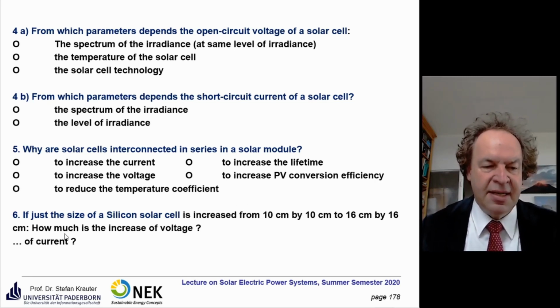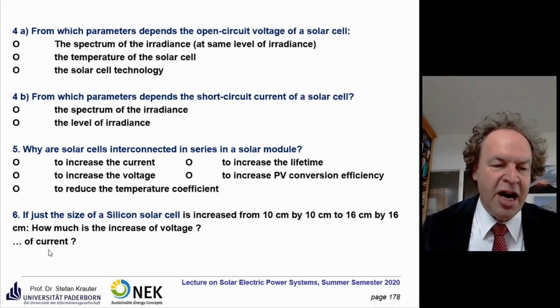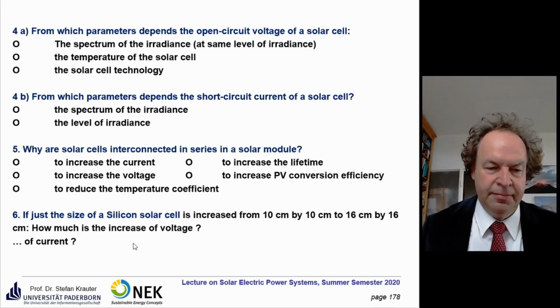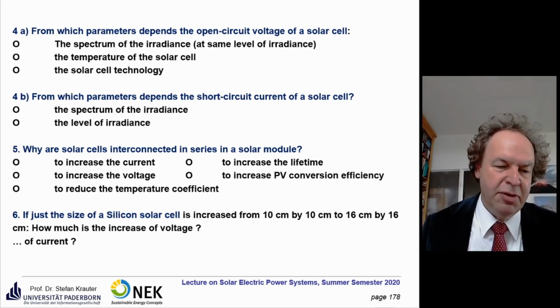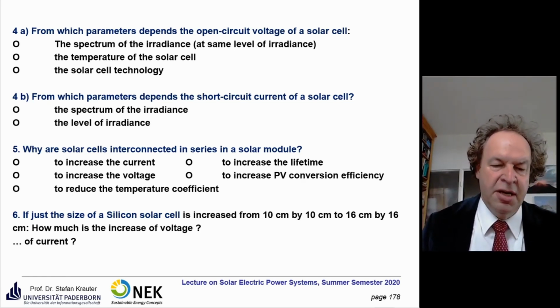Sixth is if just the size of a silicon cell is increased from formerly 10 by 10 centimeters to nowadays 16 by 16 centimeters, how much is the increase of voltage of that solar cell, and how much is the increase of current of that solar cell? So both relatively, just relatively, how much percent is it increased, or give a factor, or give both the factor and the percentage increase.